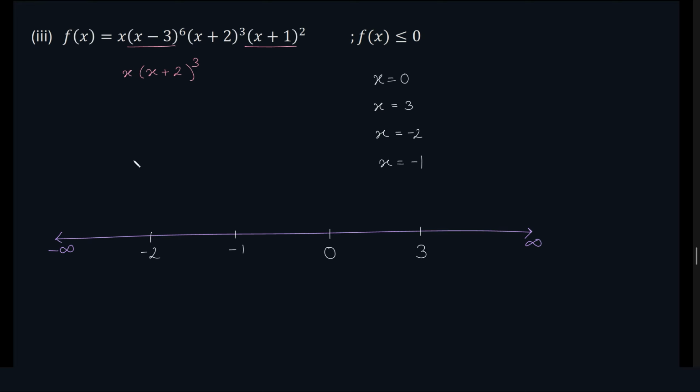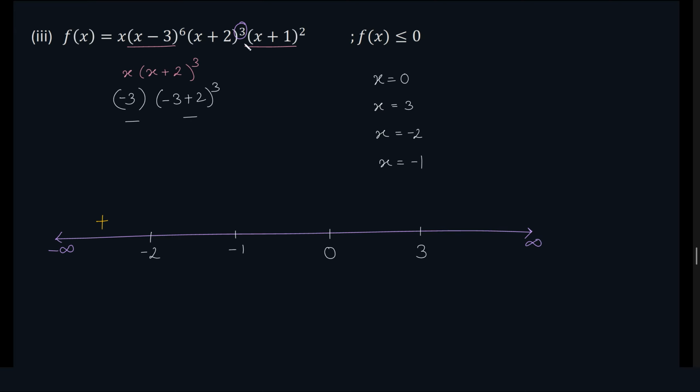Alright, for the first interval, let's select -3. So that's negative, and -3 plus 2 is again negative. So the function is positive. Alright, once we have this, we will decide the rest of the signs based on multiplicity.